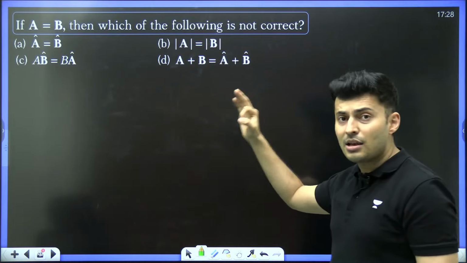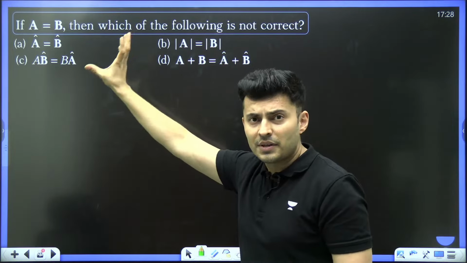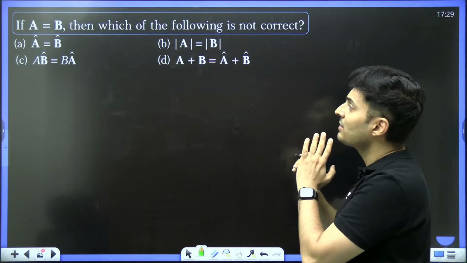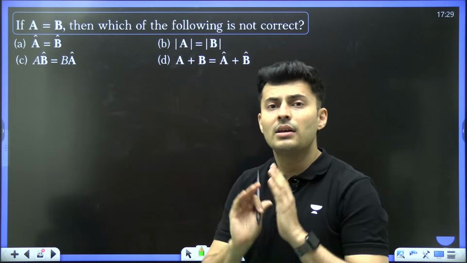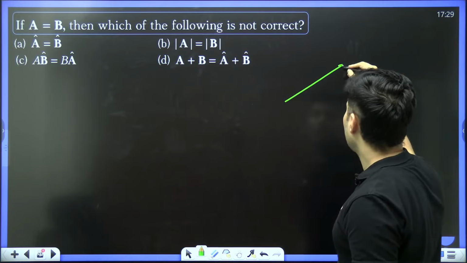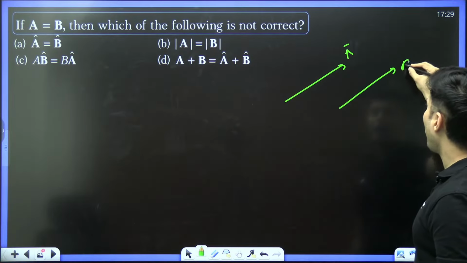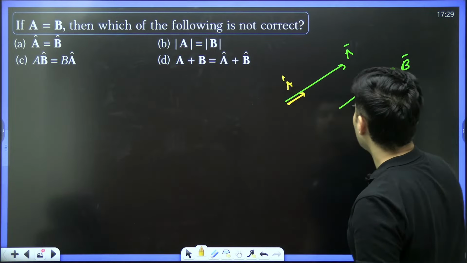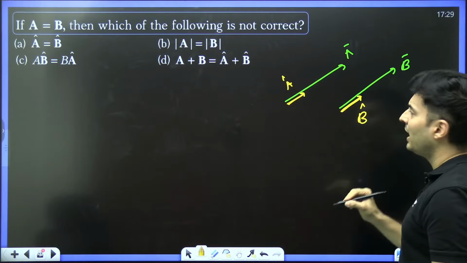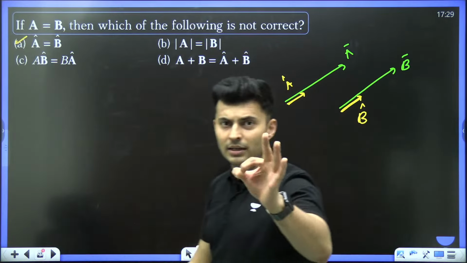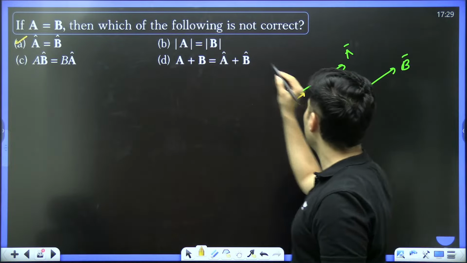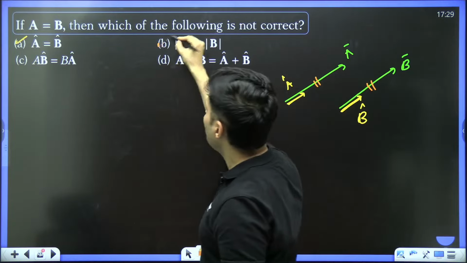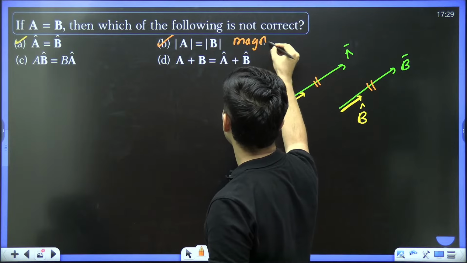If A vector is equal to B vector, it's bold actually, so it's vector. So if A vector is equal to B vector, which of the following is not correct? Think about it. If vector A equals vector B, then obviously their unit vectors will also be equal. A hat will also equal B hat. So option A definitely is correct. Their magnitudes will be equal. This magnitude and this magnitude will be equal. So option B is also correct because it talks about the magnitude.